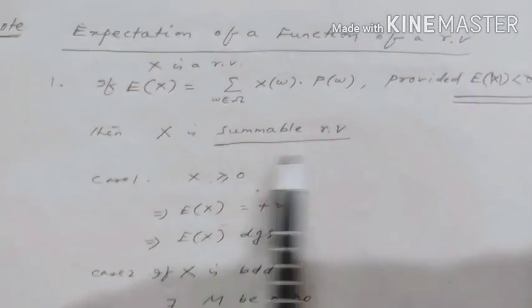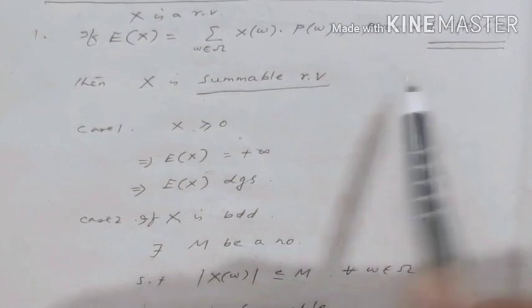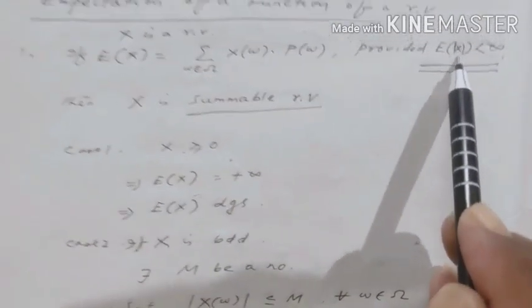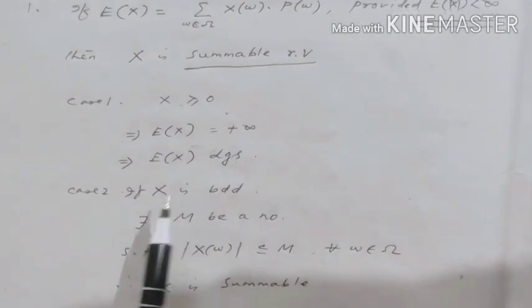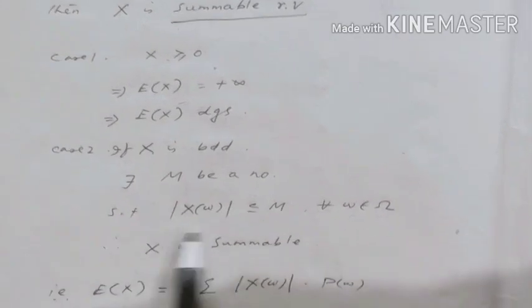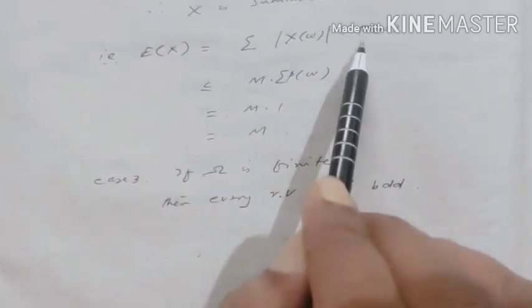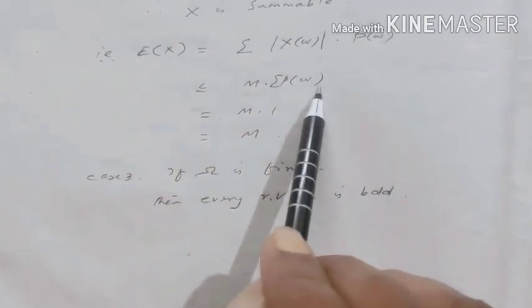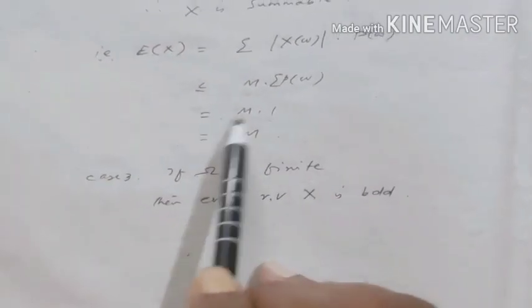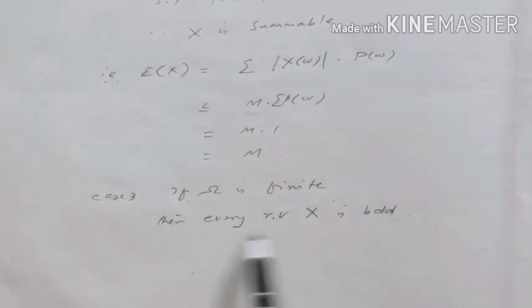Suppose X is a summable random variable. How can you show that X is summable? Summable means the E of mod X must be finite. Suppose X is greater than or equal to 0, then otherwise E of X diverges. If X is bounded, then mod X of omega is less than or equal to M, so X is summable. What is the value of E of X? Sum of mod X of omega into P of omega. Because mod X of omega is less than or equal to M, and the sum of P of omega is 1, the result is M. So E of X must be less than or equal to M. If omega is finite, then every random variable X is bounded. Very important, that is bounded.